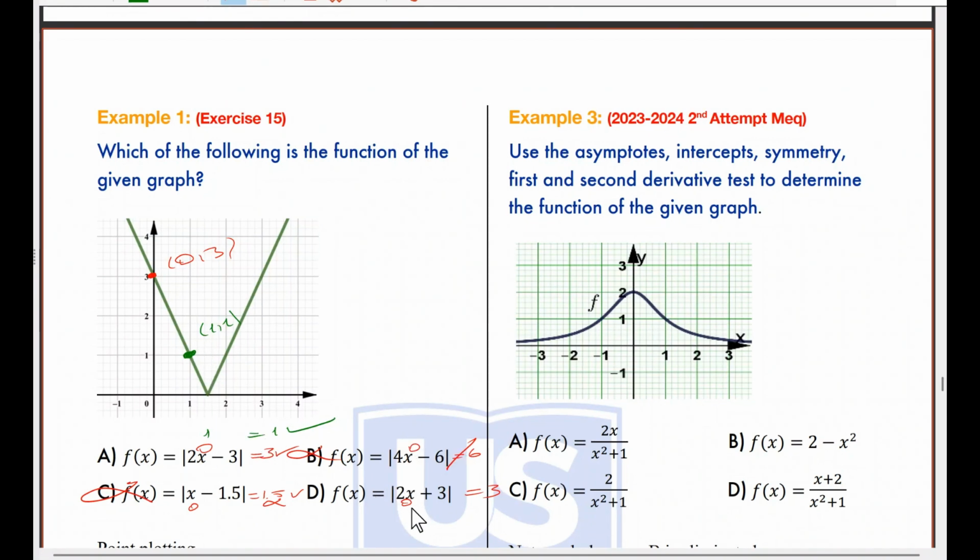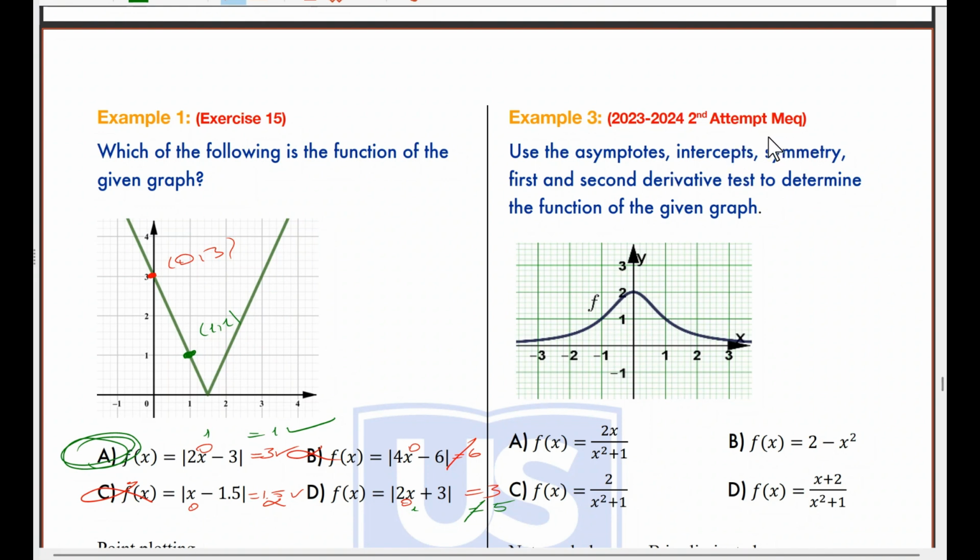Option D, when I put 1 back, I'm gonna get 2 plus 3, 5, which is false. I'm supposed to get 1. So option A is true here. Okay, it is easy, simple by point plotting.